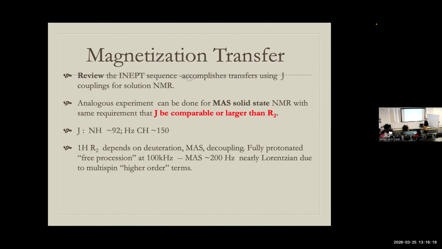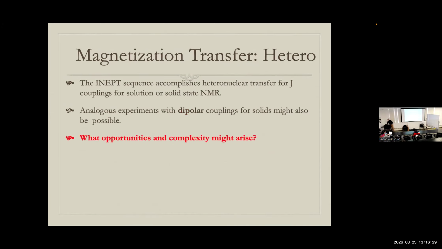Okay, so that's not good. It's going to barely work. And it does barely work, and people have demonstrated it. But is that really the best thing we can do? So an INEPT sequence would work somewhat, but what about an analogous experiment where instead of using J, you use the dipole coupling? How about that? Can we do that? What do you think? What opportunities, what complexity might come up if we decide to do that? What could be good about it? The answer is non-existent.